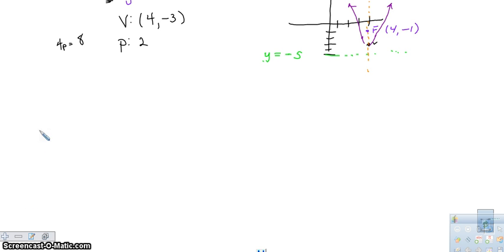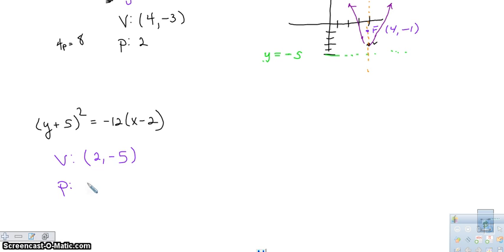So the difference is going to be, this time I'm going to have (y + 5) squared. My y value is squared. Equals negative 12 times (x - 2). So you still need your vertex. My vertex is still (h, k), so I go to h by the x, so it's 2, negative 5. My p-value, which is going to give me my focus and my directrix, is, let's see, negative 12 equals 4p, right? So p is negative 3. All right, and then I'm going to graph.